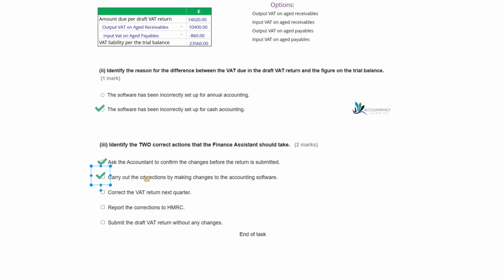Just to cover off the last 3, we wouldn't need to correct the VAT return next quarter because we haven't submitted it yet, so we can submit it and it can be right. We wouldn't report the corrections to HMRC because we haven't even submitted the VAT return, so they don't need to know about it. And we certainly wouldn't be submitting the draft VAT return without any changes because we know that it's wrong. That brings us to the end of task 5.